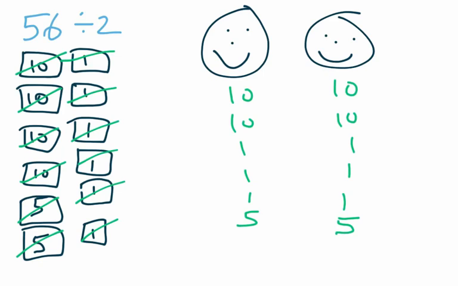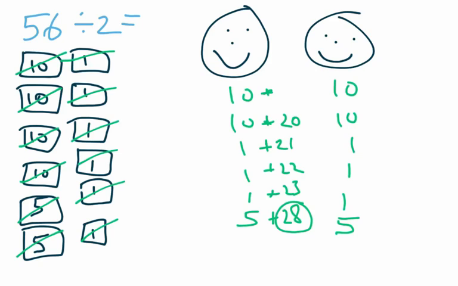Wouldn't let me write there. And now we have shared 56 between 2. So again, it's just a case of adding them up. So 10 plus 10 is 20. Plus 1 is 21. Plus another 1's 22. Another 1, 23. And then 5, 28. So in total, each person gets 28. And 56 divided by 2 is 28.